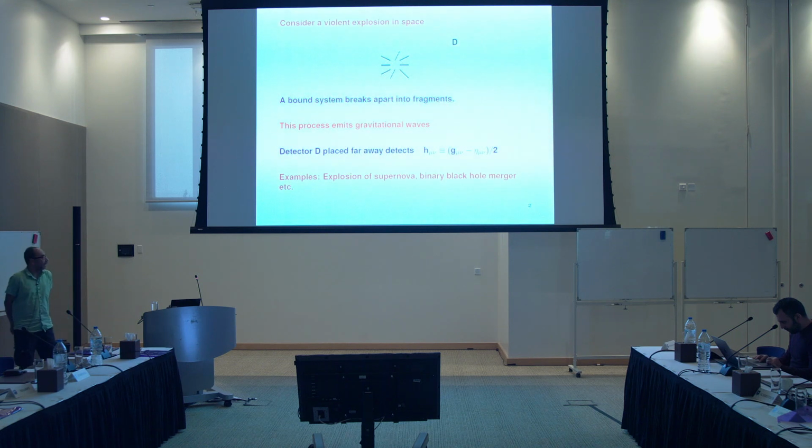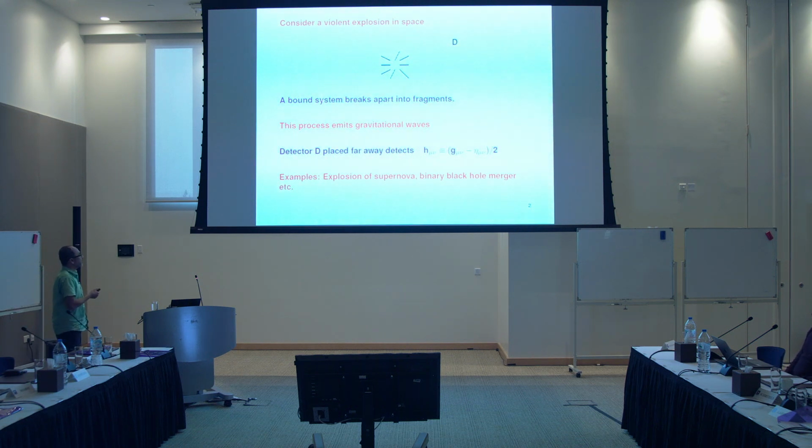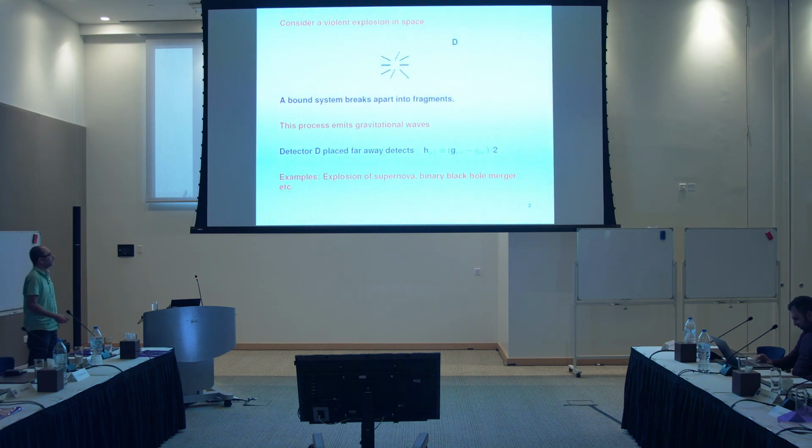So let us imagine that there is a violent explosion in space, and some bound system just breaks apart into fragments, and the fragments just fly off. So this process of course will emit gravitational waves, and if we have some detector D that is placed far away from the source, from the place of explosion, it will eventually detect some gravitational wave, and the wave front is measured by the difference between the metric and the flat metric eta mu nu. I am assuming that the space time is asymptotically flat. So the difference between the actual metric and the flat metric is what we call the gravitational wave signal.